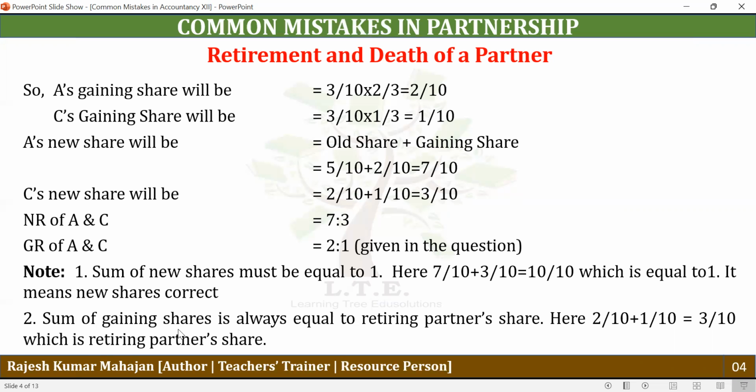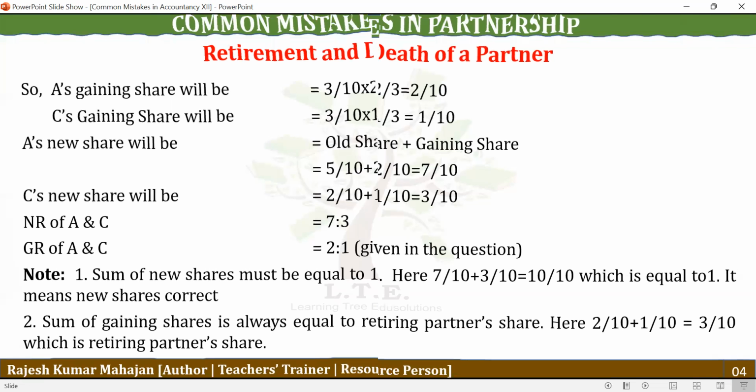And similarly, when the sum of the gaining shares is equal to the retiring partner's share, it means the gaining shares have been correctly found out. So the sum of the gaining shares, 2 by 10 plus 1 by 10, gives 3 by 10, and 3 by 10 was B's share. So in a nutshell, when the sum of new shares is equal to 1, it means new shares have been calculated correctly. And when the sum of the gaining shares is equal to the retiring or deceased partner's share, it means gaining shares have been calculated correctly.